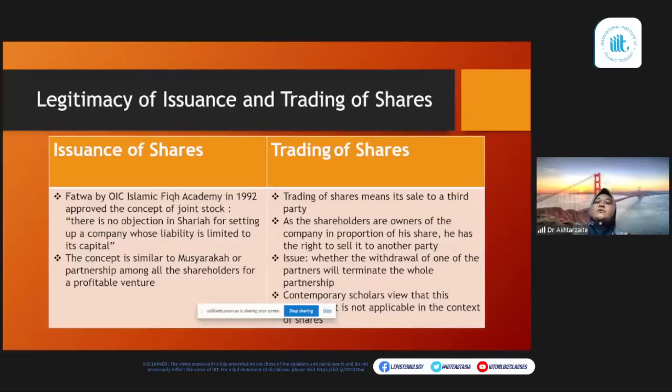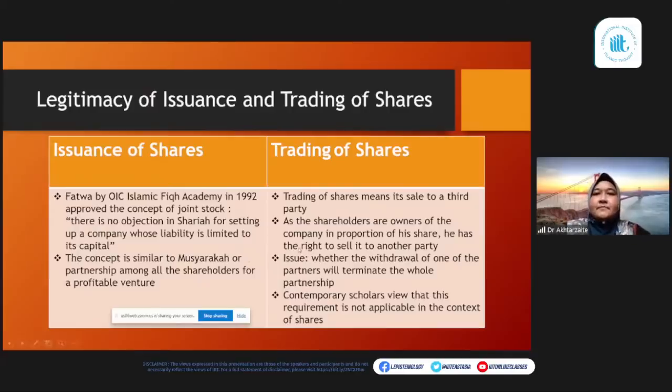The issue here is whether the withdrawal of one of the partners by selling will terminate the whole partnership, because one of the parties has terminated the musyarakah. Does it also involve the termination of the whole musyarakah? The contemporary scholars view that this requirement is not applicable in the context of shares. So it can still remain, but the termination is only in respect of the one who sells the shares. He is also bringing in a new shareholder, who will become the new musyarik in that particular company. So basically, for ordinary shares, there's no problem, whether issuance or trading.